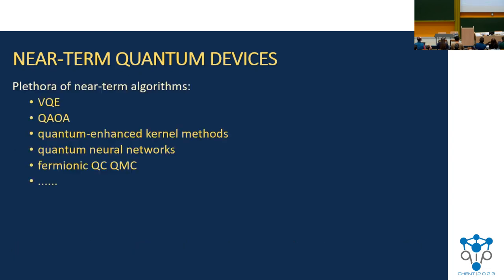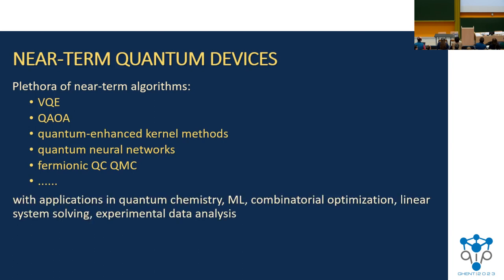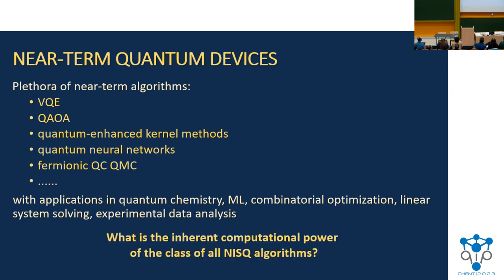Okay, and so there have been a number of different algorithms proposed and developed for these kinds of near-term devices. There's a lot of promise in solving various problems in quantum chemistry, machine learning, experimental data analysis, etc., using these sorts of algorithms. In this work, we're going to take a different tack. Instead of considering any particular algorithm in isolation, we're going to ask, if I consider the union of all possible algorithms I could run using a near-term quantum device, what is the inherent computational power that's captured by this class?